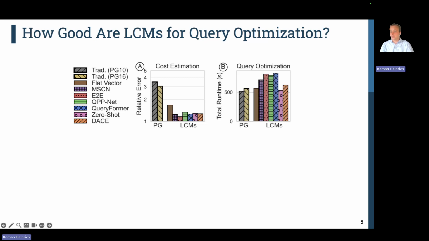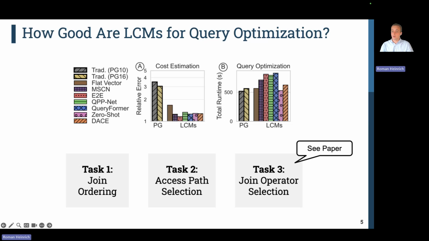Unfortunately, the numbers don't yet look very good when we optimize queries, because learned cost models actually provide a higher runtime when we use them in query optimization. To better understand and more systematically address this, we dissect query optimization in this paper by analyzing three important subproblems, which are join ordering, access path selection, and join operator selection. Today I can only talk about tasks 1 and 2, and for the third, please have a look into the paper. However, they are all fundamental for query optimization.